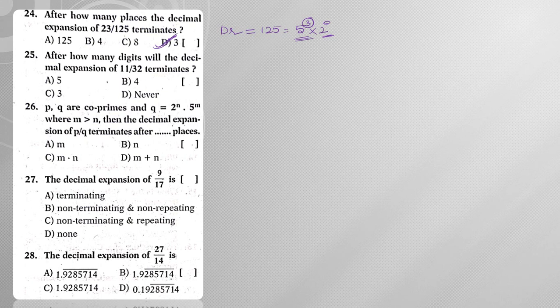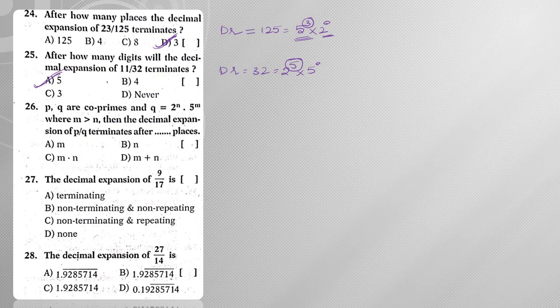Next, after how many digits will the decimal expansion of 11 by 32 terminate? So here also the denominator is 32, so 32 can be written as 2 power 5 into 5 power 0. So amongst these two, the highest one is 5, so after 5 decimal places it terminates.